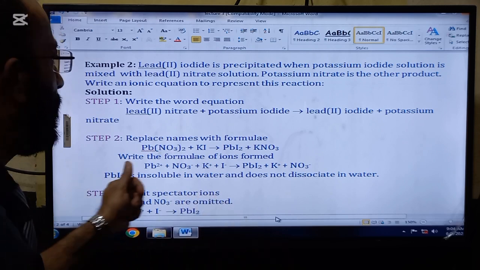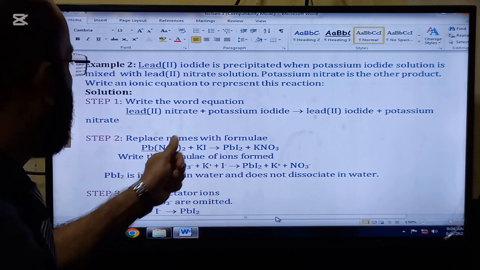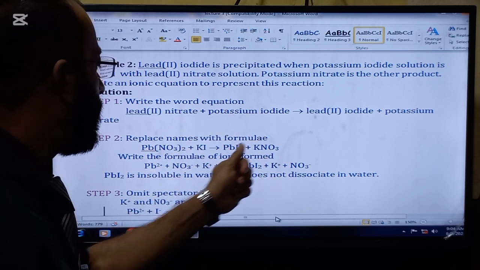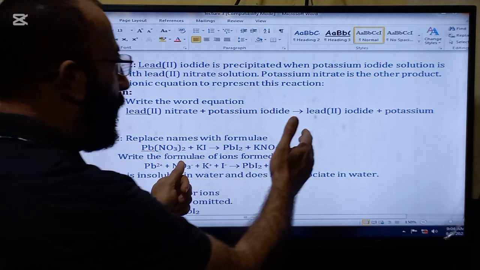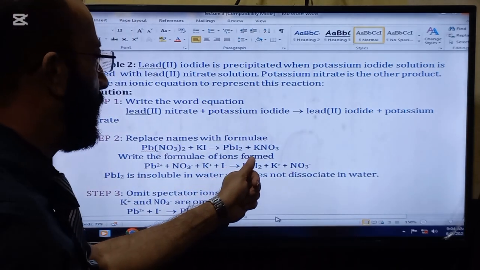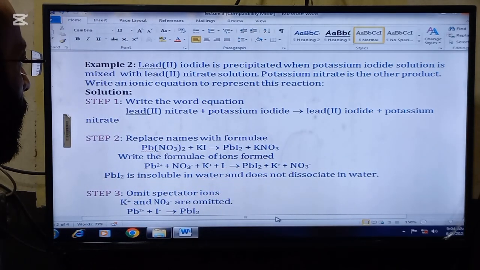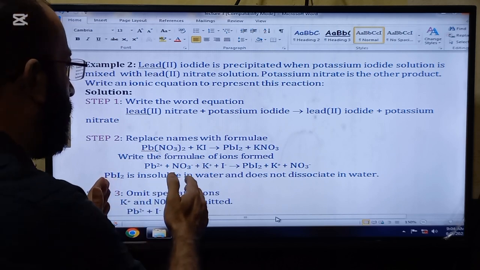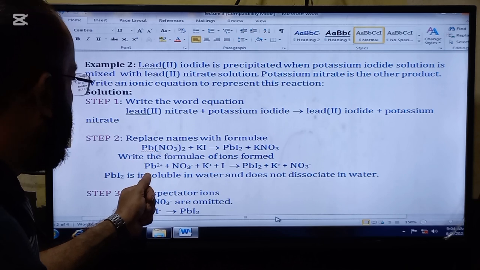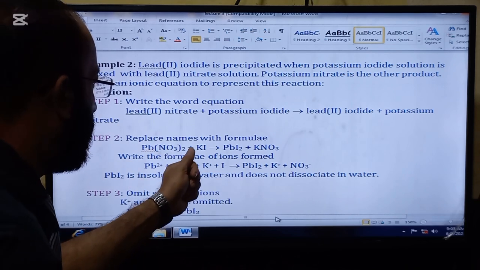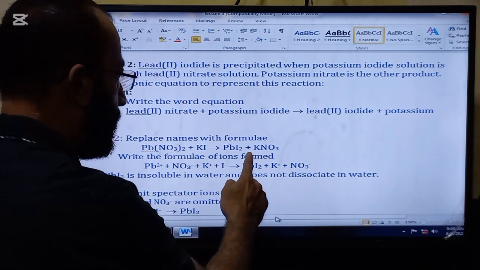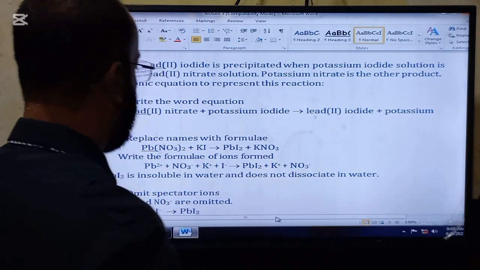Next step will be to replace the names with the formulas. Lead nitrate is Pb(NO3)2. Potassium iodide is KI. Lead iodide is PbI2. And potassium nitrate is KNO3. Next step will be to write the formulas of the ions formed. So here will be Pb2+, NO3⁻, K+, I⁻. PbI2 will remain as it is, K+, NO3⁻.